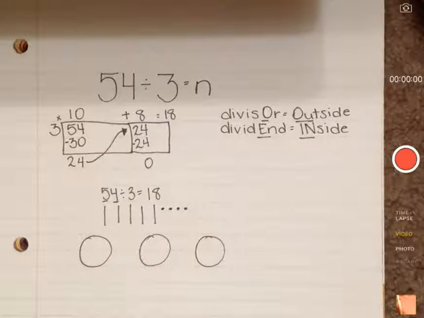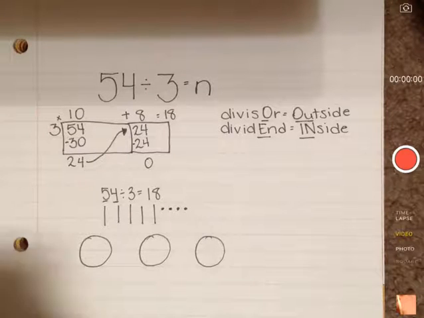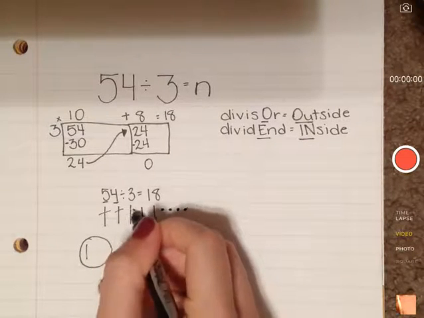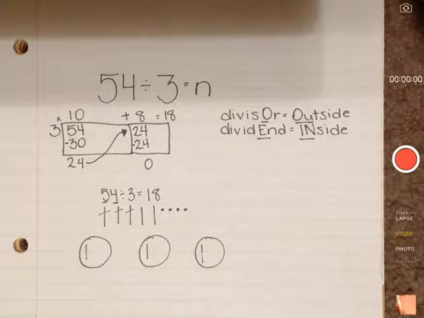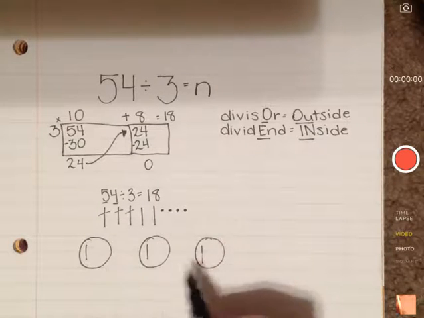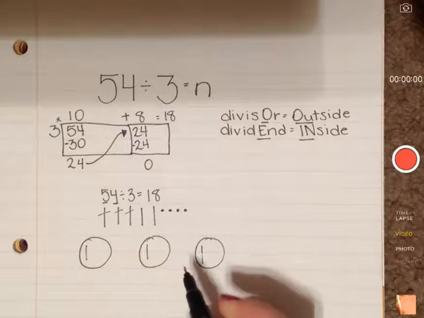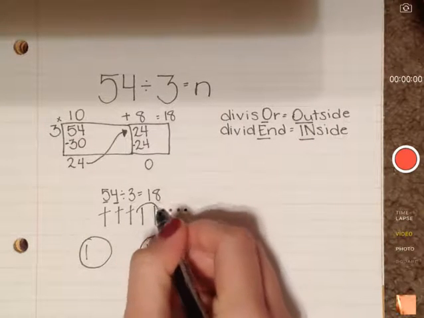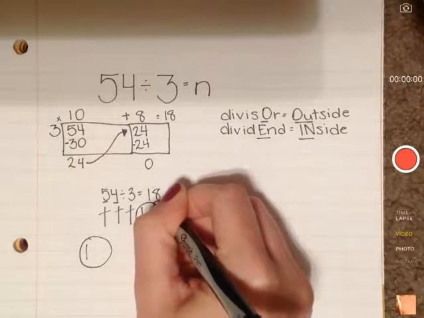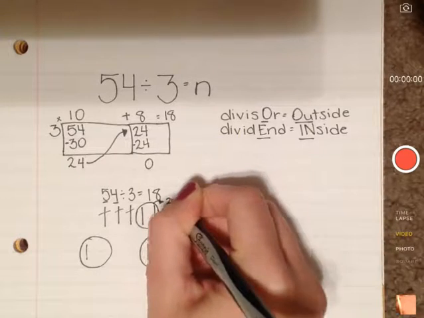Okay. I can see that I have enough 10 sticks to go ahead and distribute at least one of them to each of my groups. Alright, well now I only have 2 10 sticks left over, but I have 3 groups. I don't have enough 10 sticks to distribute them equally into 3 groups. So I'm going to have to take these 2 10 sticks and regroup them into ones. When I do that, I get 20 ones.